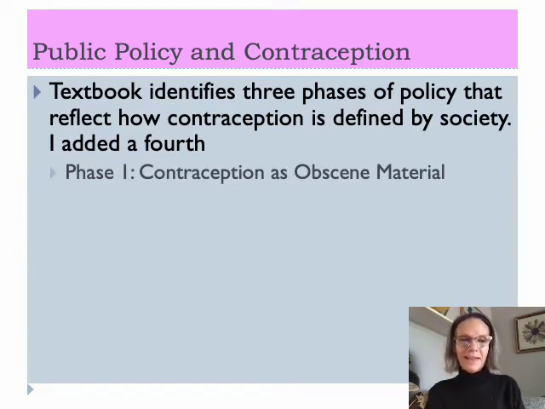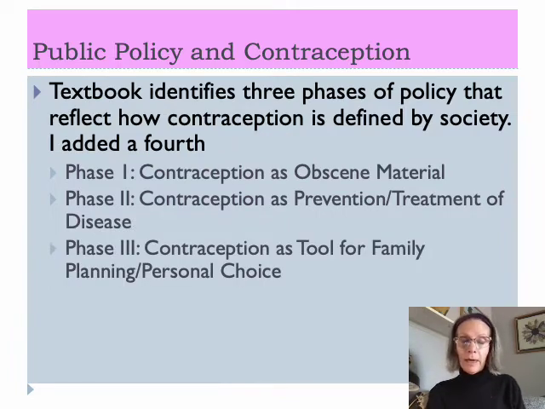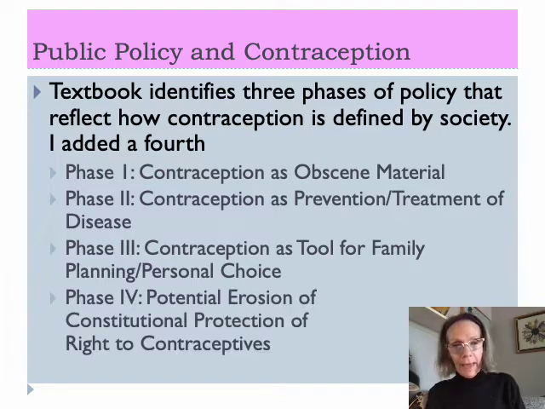Phase one is contraception is viewed as obscene material by public policy. Phase two, contraception as a preventative treatment of disease. Phase three, contraception as a tool for family planning, personal choice. And phase four, potential erosion of constitutional protection of the right to contraceptives. So let's take a look at these phases.